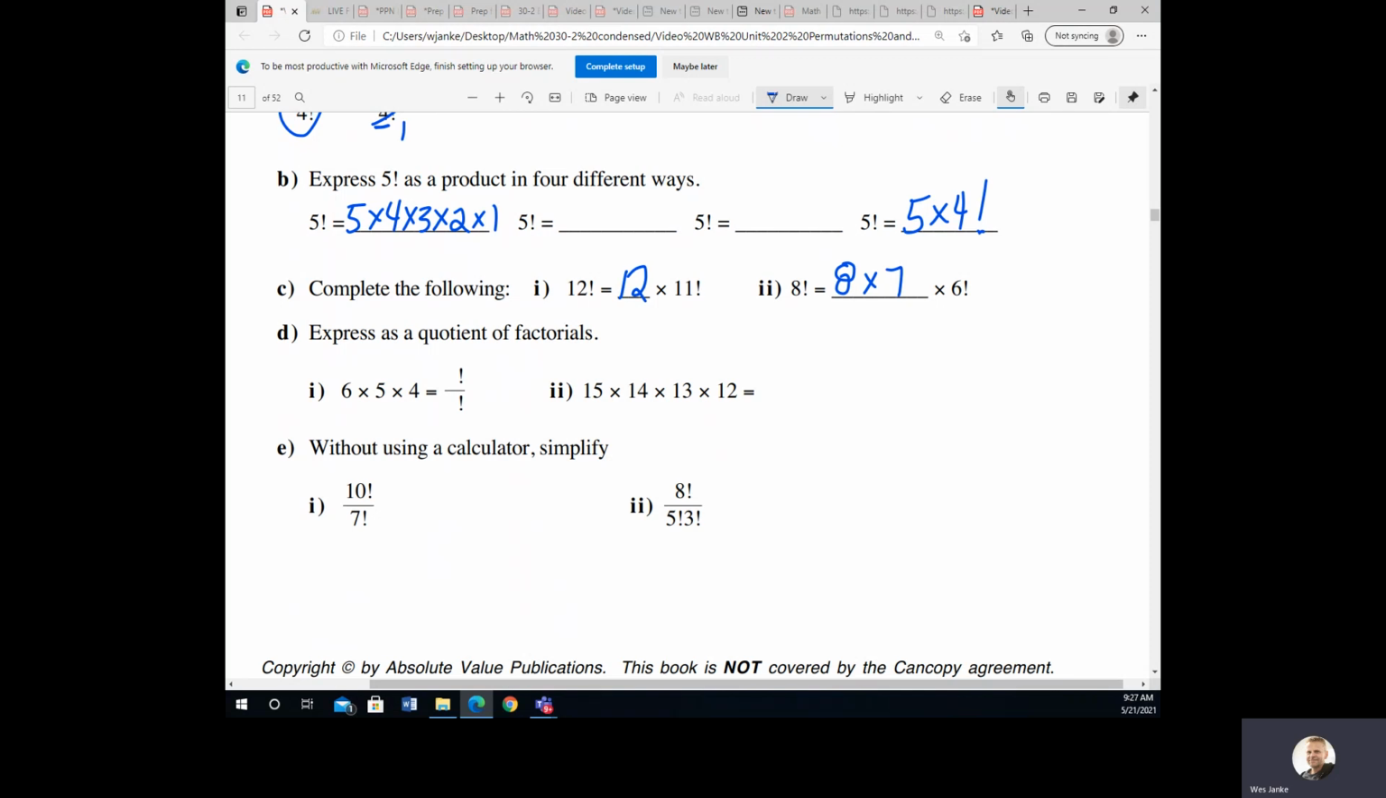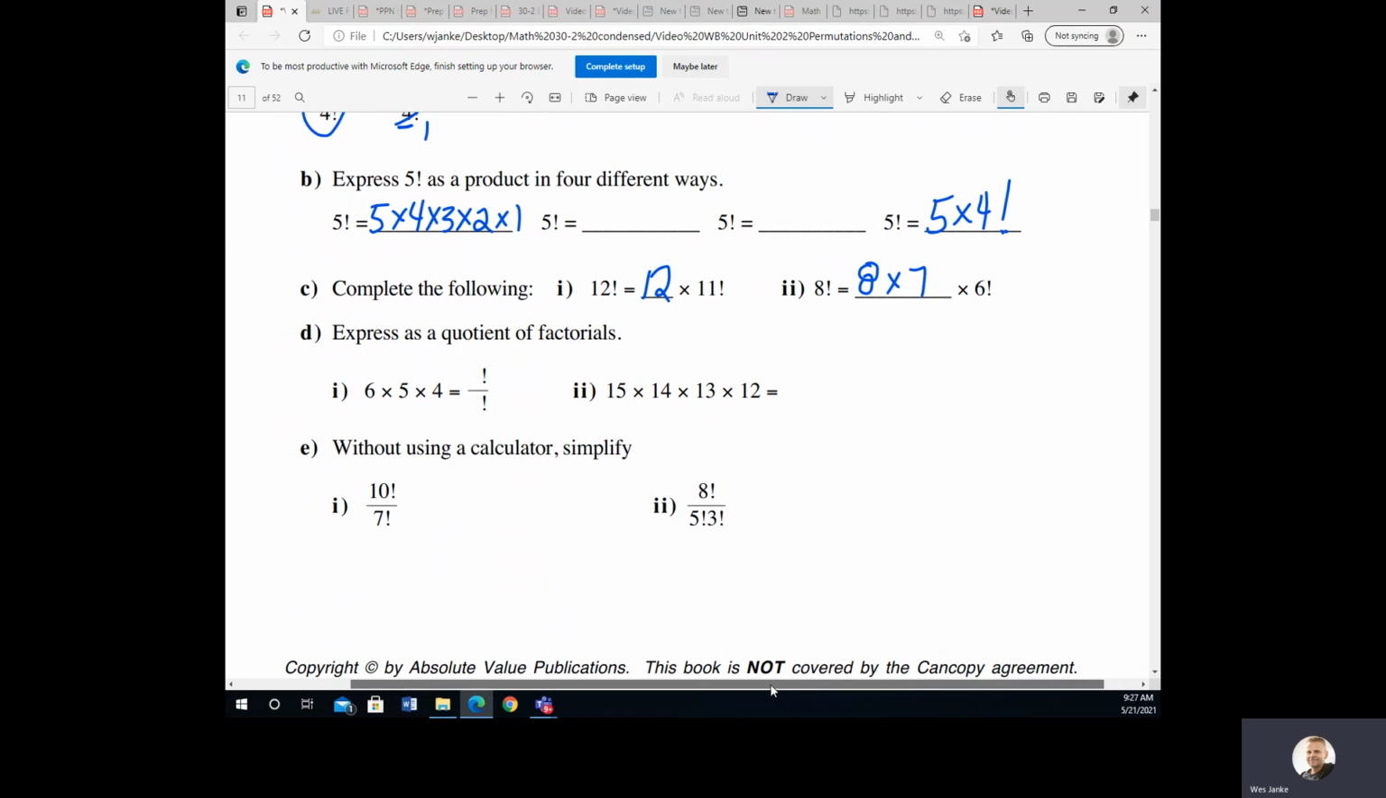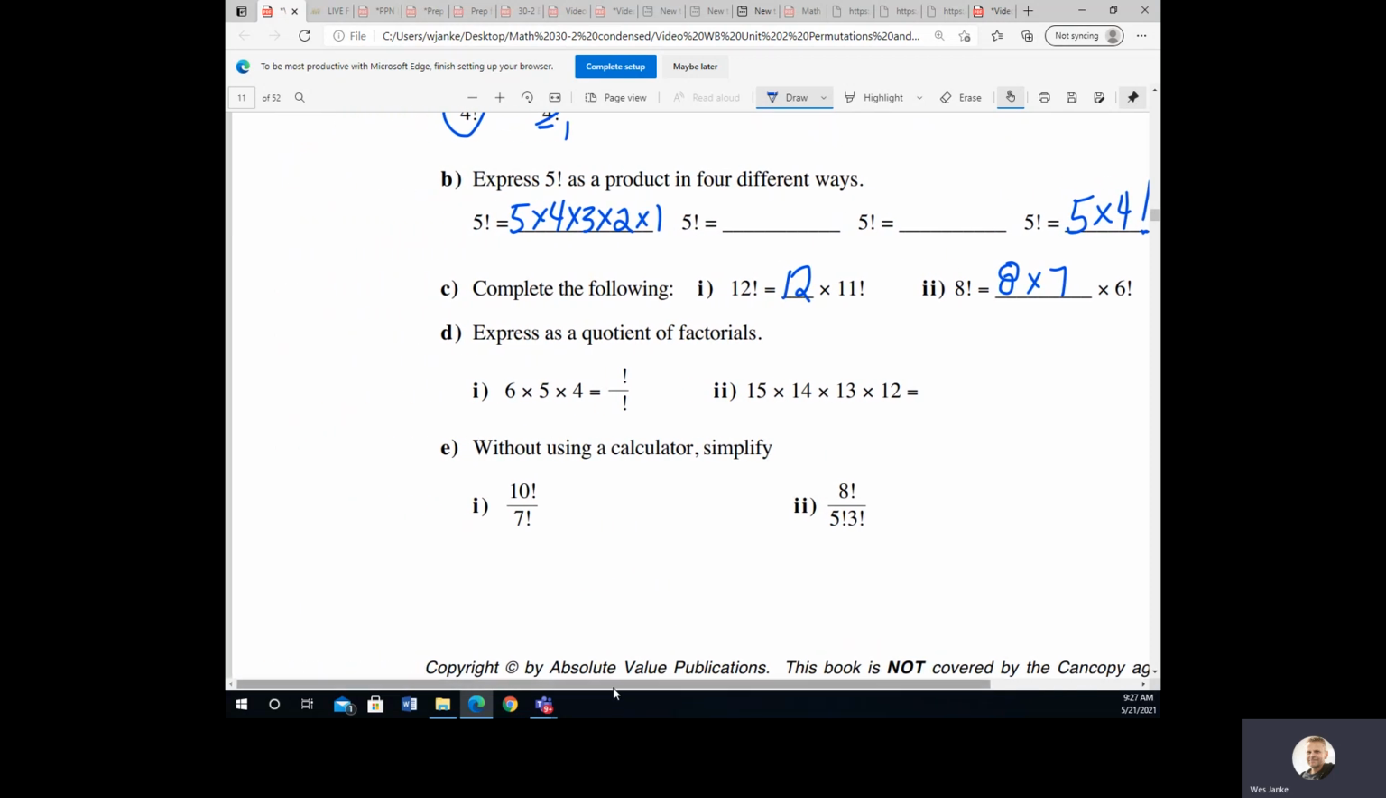Now for D, you're trying to figure out what 6 times 5 times 4 is equal to, and it has to be a factorial over a factorial. So let's just think about this part here. What if I wrote 6 times 5 times 4 times 3 times 2 times 1? That would definitely be 6 factorial.